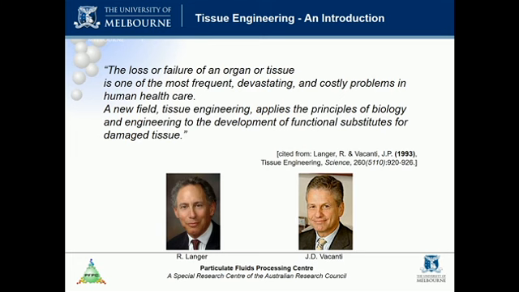So they came up with this definition in their Science paper in 1993 that said that the loss or failure of an organ or tissue is one of the most frequent, devastating and costly problems in human healthcare. And this new field, tissue engineering, applies the principles of biology and engineering to the development of functional substitutes for damaged tissue. Now that word functional is very important.